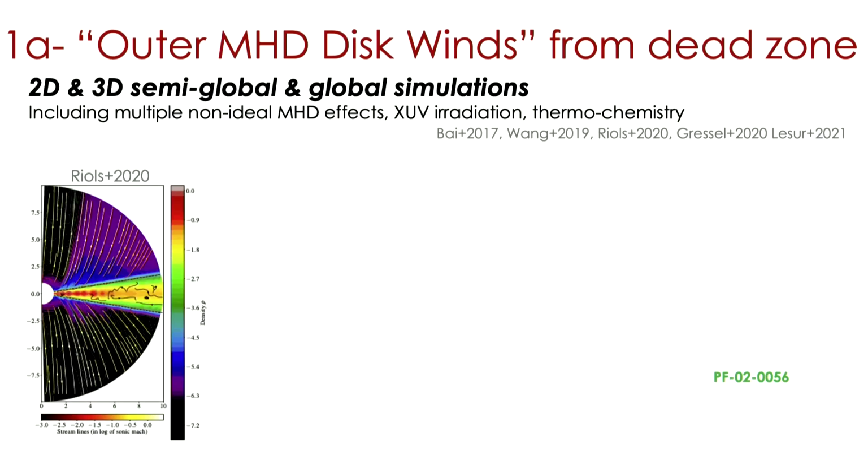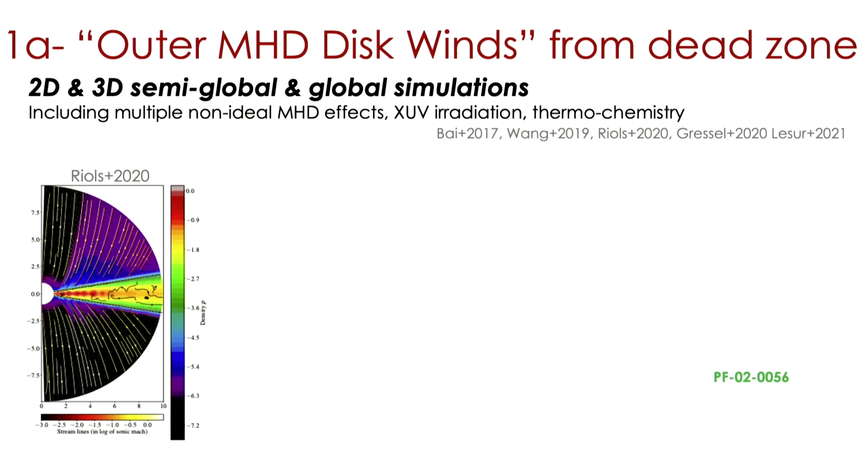Going a bit more into the outer disk winds from the dead zone, these global simulations have made huge progress because they now include multiple non-ideal MHD effects: ohmic, ambipolar, and Hall effect. They include XUV radiation, and they include thermal chemistry. I'm putting a few references here.